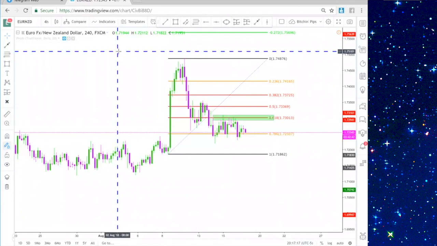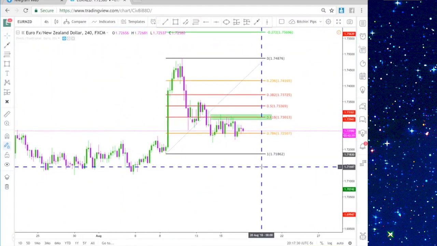There's setups that occur all the time. Don't get stuck on one pair because everyone likes pound peso or some crazy stuff like that. Just use your best judgment. No one's forcing you to take these trades.